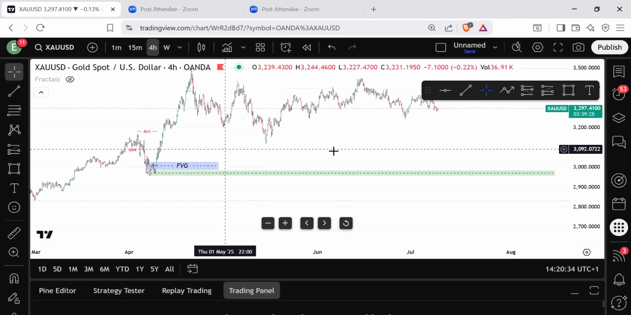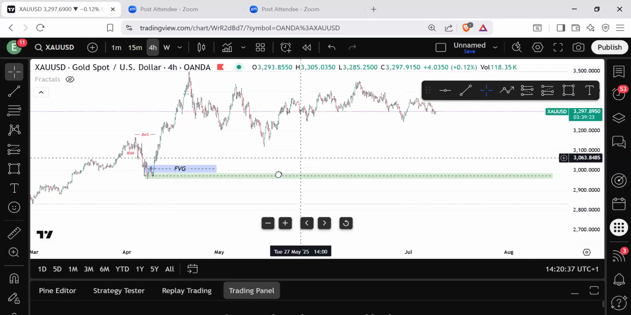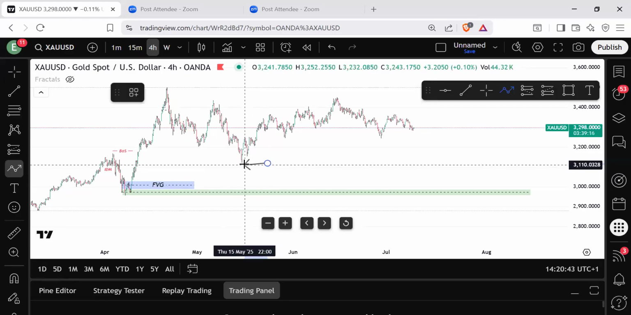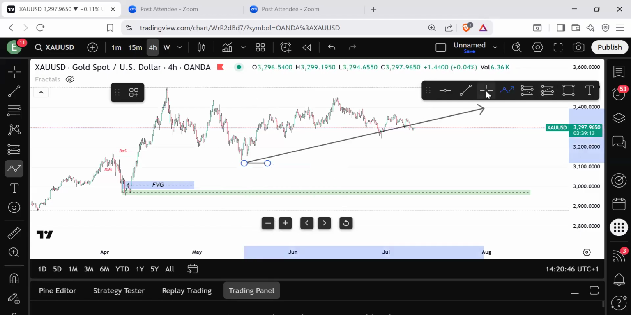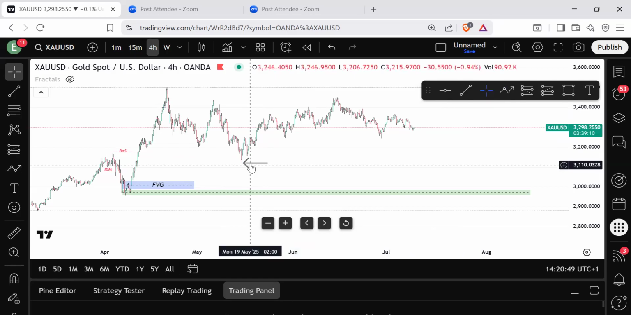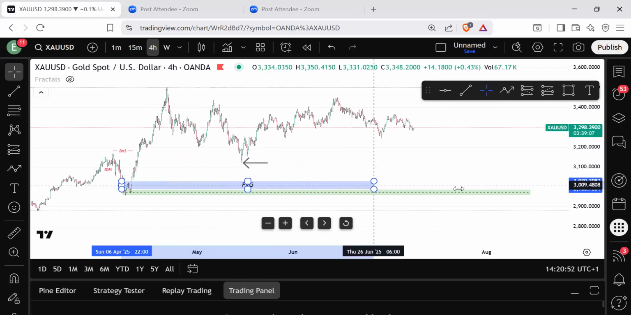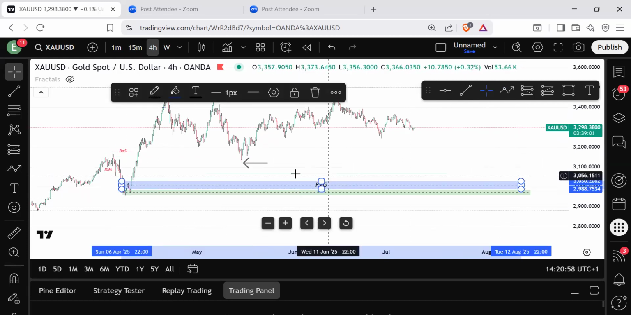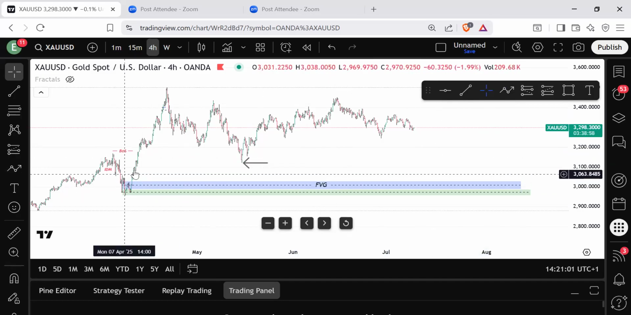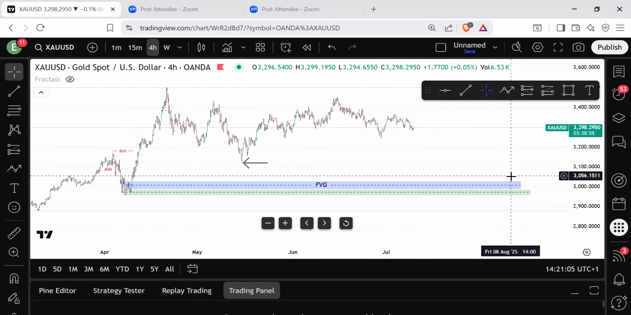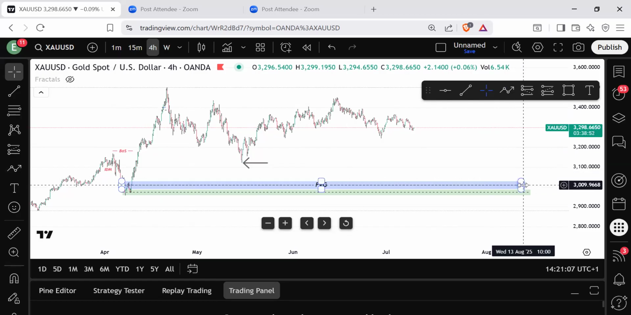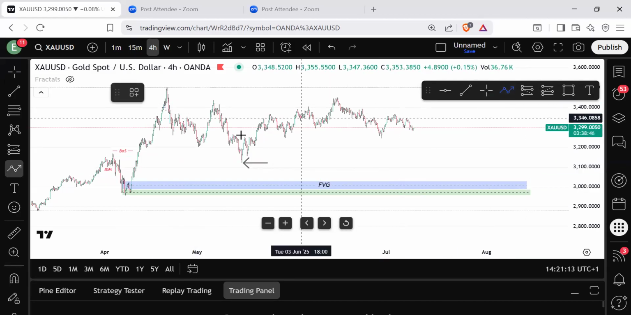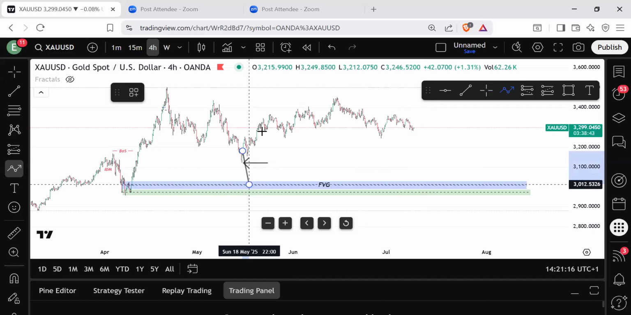If you look, price has not come back to this zone. This is the lowest point price came. It has not visited this fair value gap zone. Meaning this place is still fresh, still unmitigated. So let's say we already had something like this.